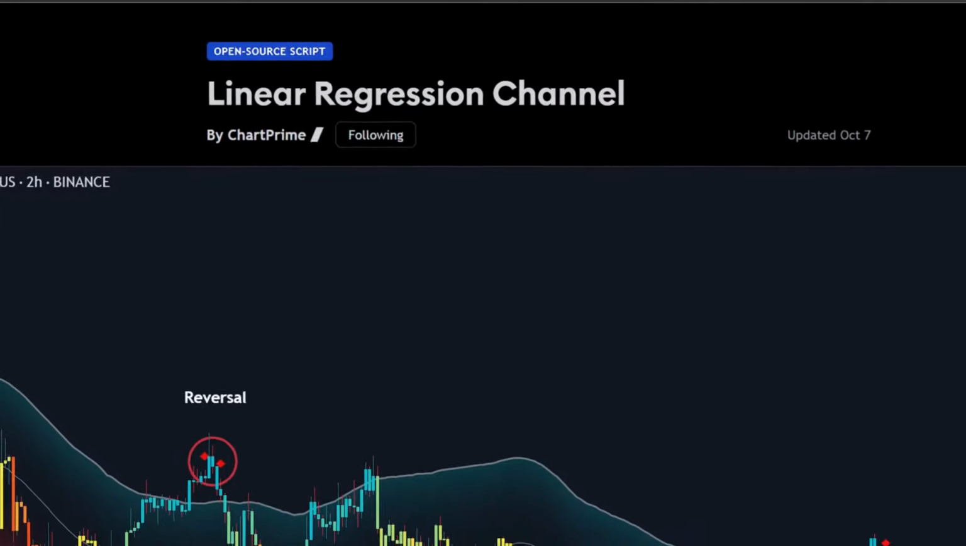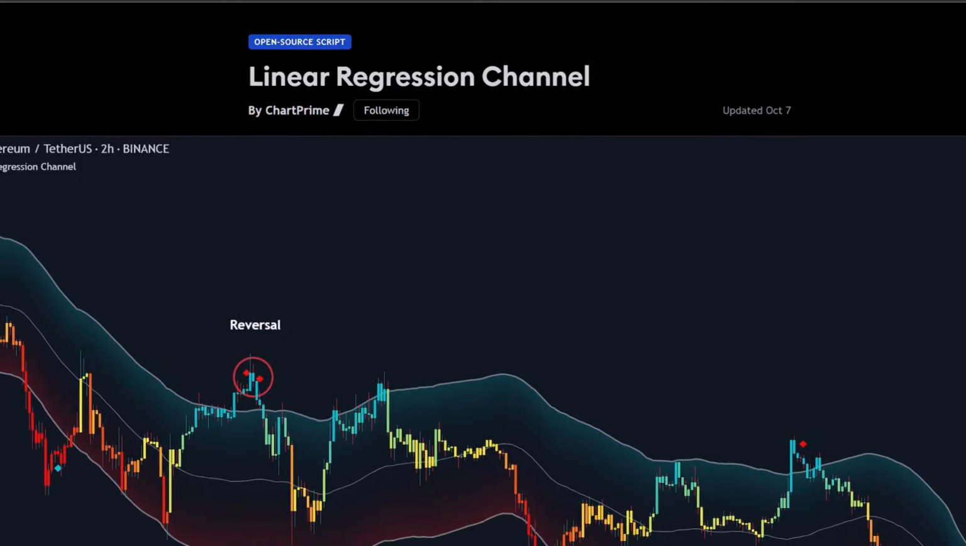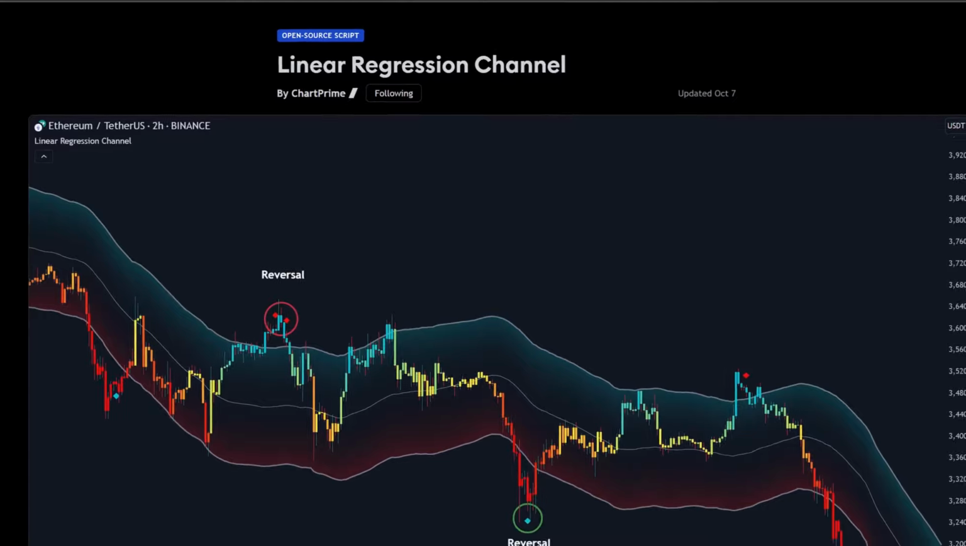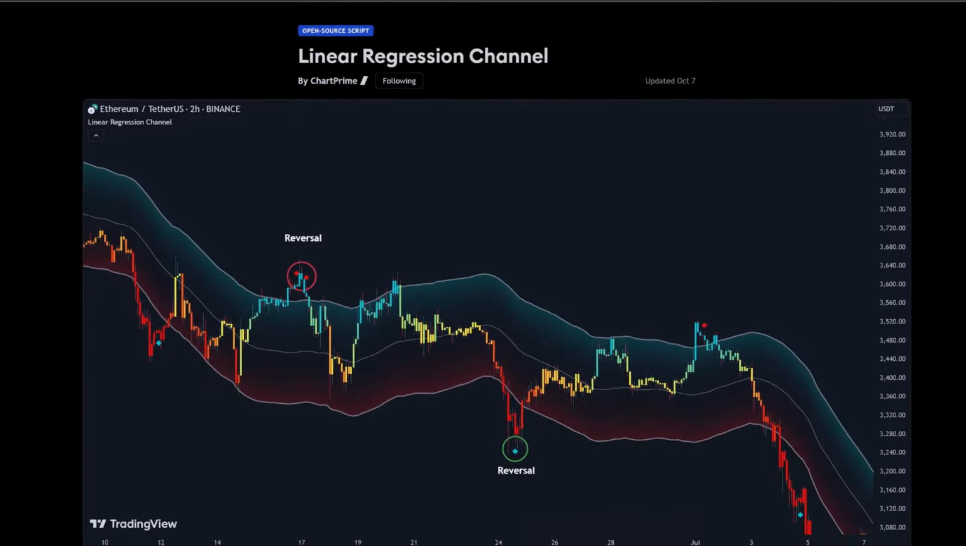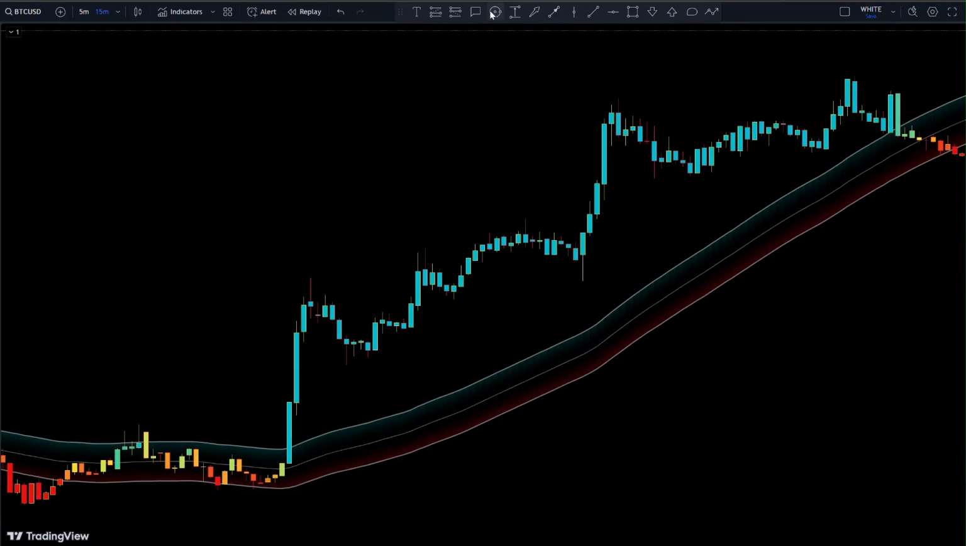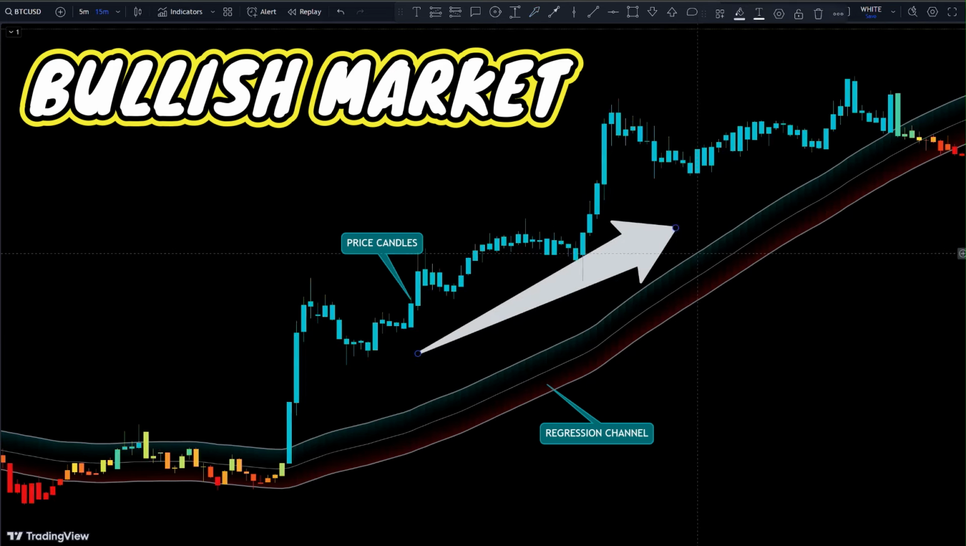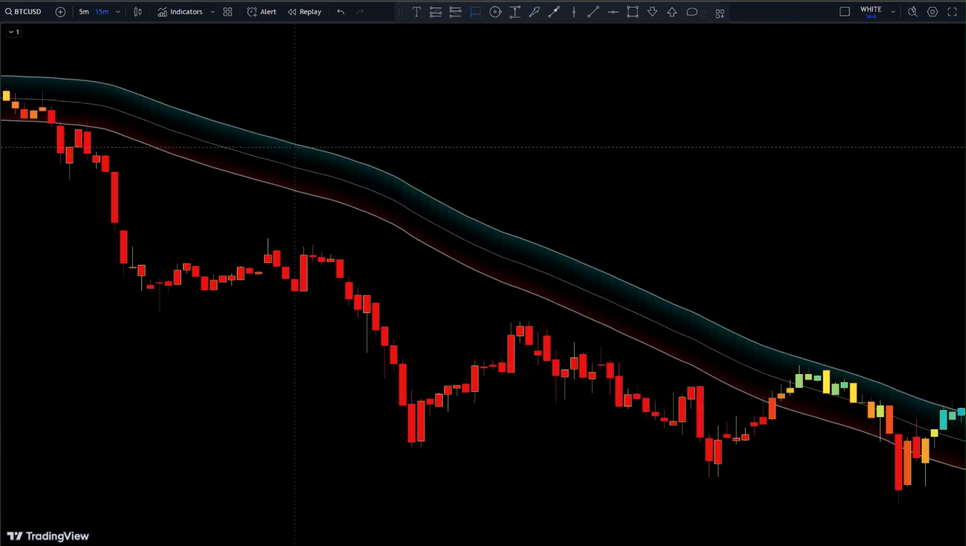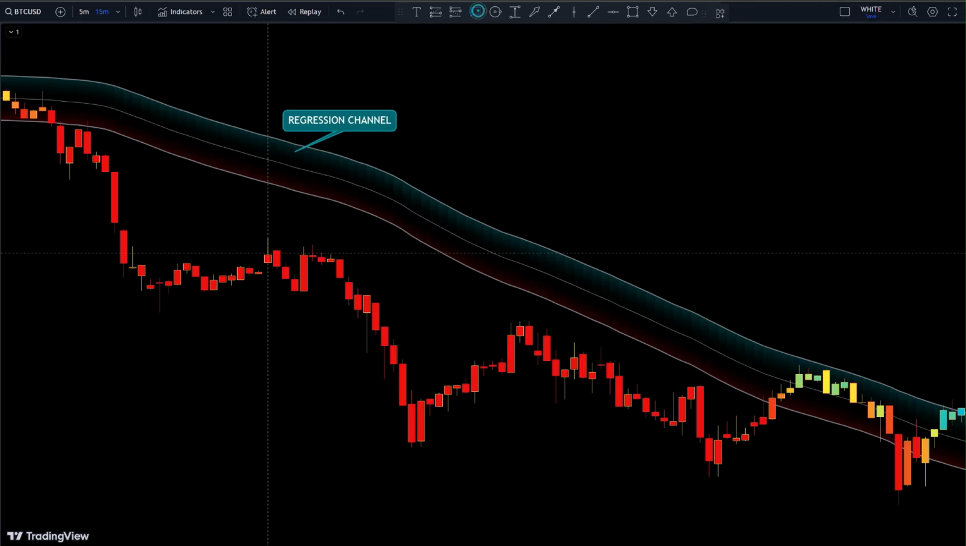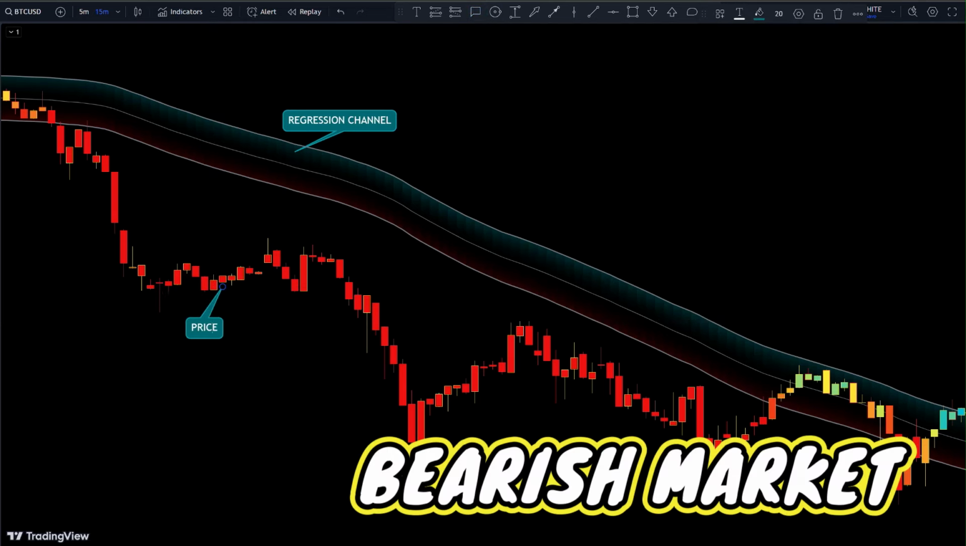The Linear Regression Channel indicator is a trader's secret weapon on TradingView, helping you monitor price movement and spot potential trend changes. Here's how it works. When prices are above the channel bands, traders usually call it a bullish market. That's when prices are climbing and things are looking up. But if price candles linger below the channel bands, that's what we call a bearish market, essentially a downward trend. This nifty tool also shows you the direction of trends, making it a handy sidekick in the trading world.